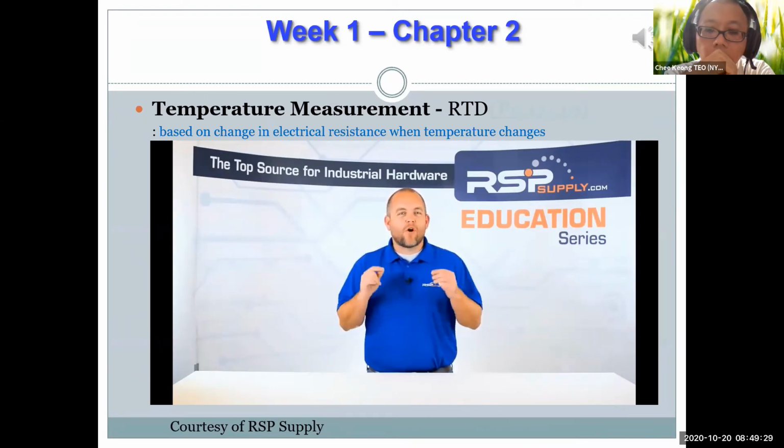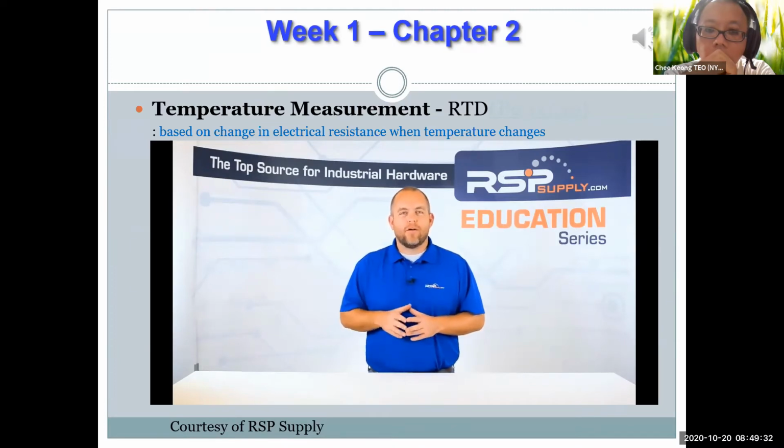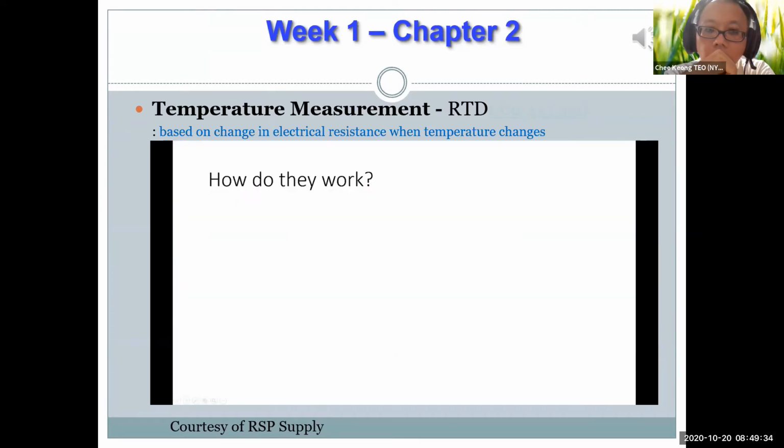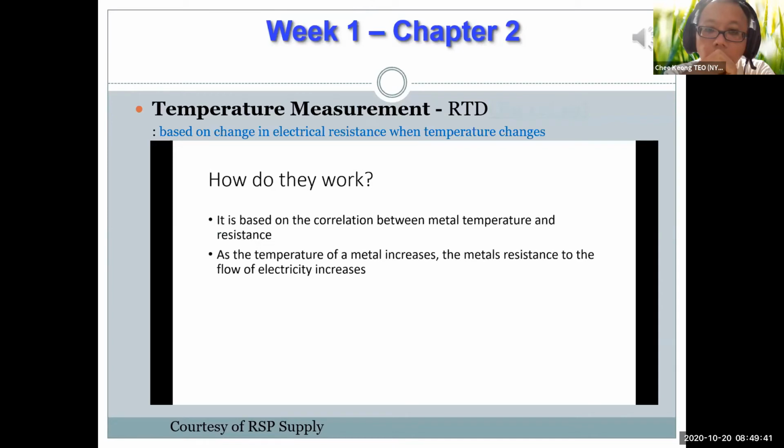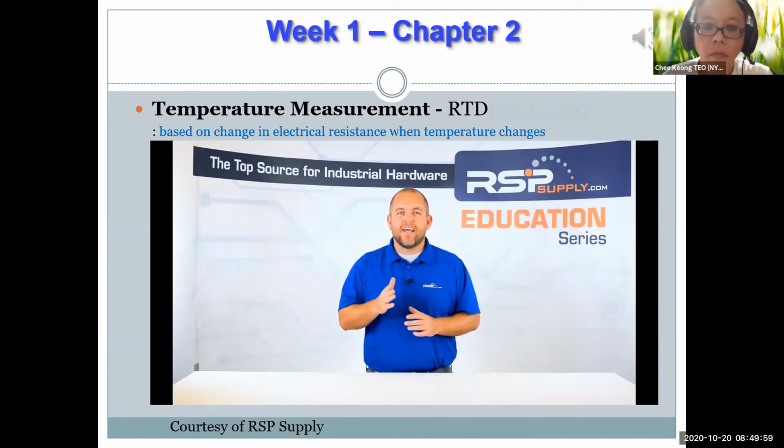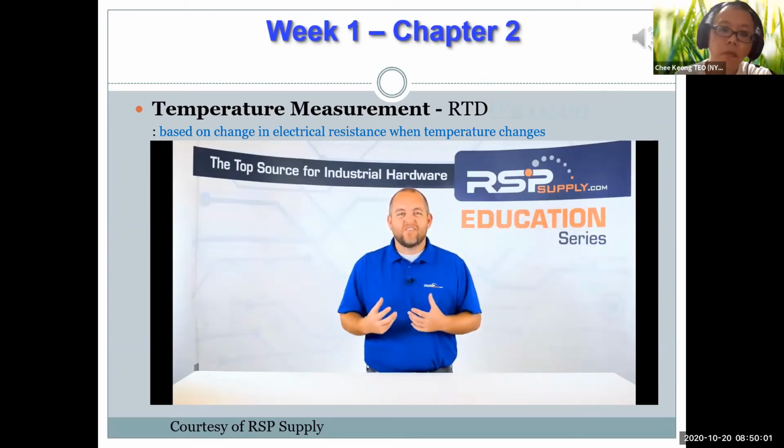So how do these different RTD elements actually work? RTDs work off a very basic principle, which is the correlation between metal and temperature. As the temperature of the metal increases, the metal's resistance to allow flow of electricity increases. So it stands to reason that as the temperature of the RTD resistive element increases, the electrical resistance measured in ohms also increases. Understanding this resistance and its relationship with heat is what can give us an accurate temperature reading.